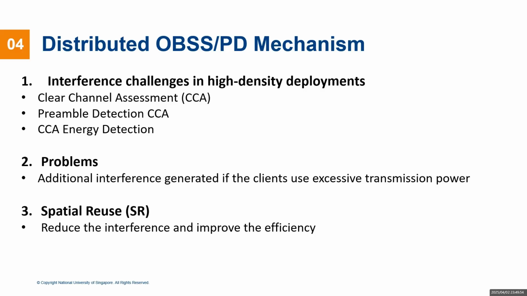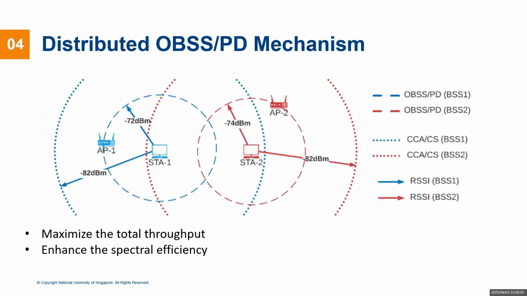However, in high-density network environments, the traditional CCA strategy has an obvious drawback. If the client uses too much transmit power, it will instead cause additional interference. To solve this problem, Wi-Fi 6 introduced a new technology called spatial reuse. The goal of this technology is to reduce co-channel interference and improve the overall efficiency without sacrificing communication quality.